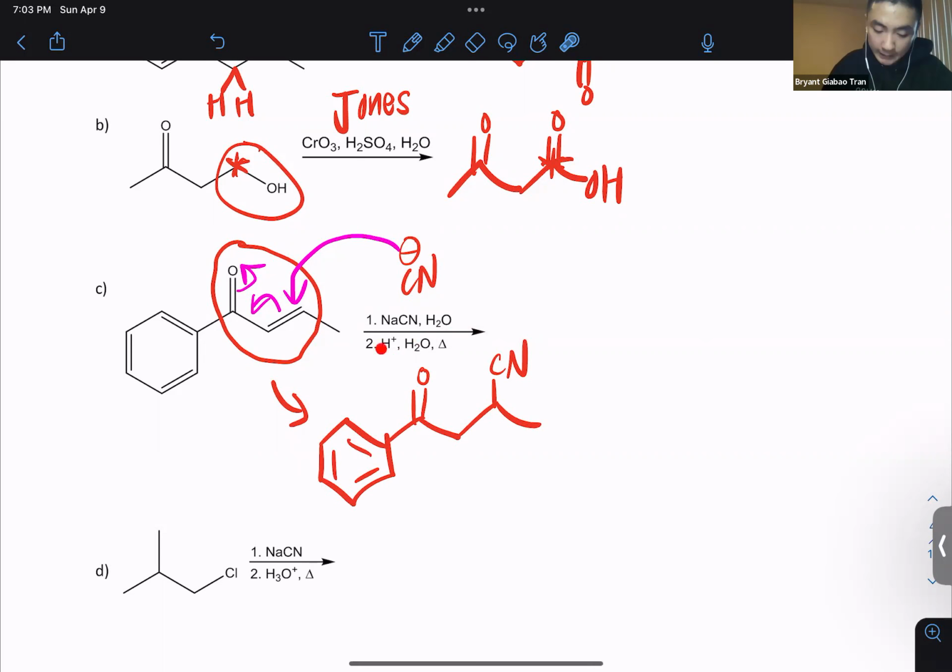And for the second step, we add acid. So we have a nitrile here and acid. This is going to be hydrolysis of nitrile into carboxylic acid. So after the second step, we're going to hydrolyze this nitrile into a carboxylic acid.